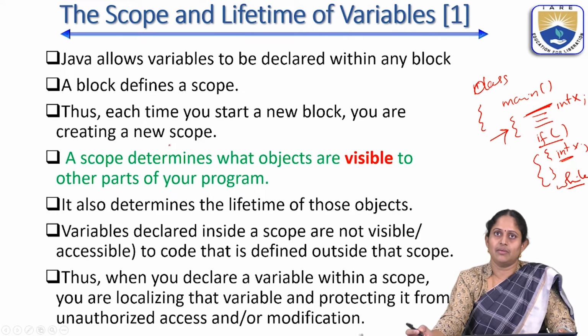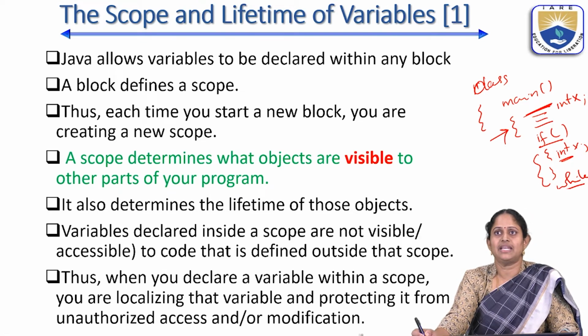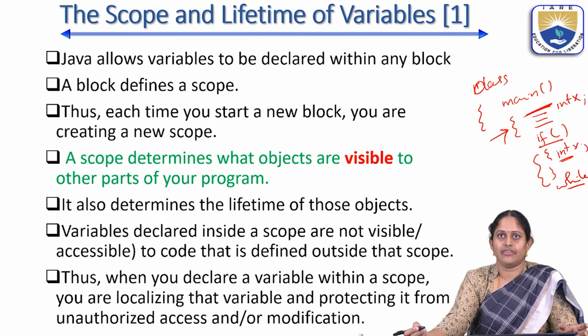So, the Java program allows variables to be declared within any block. It is a block that defines the scope of the variable. Each time you start a new block, you are creating a new scope. The scope determines what objects are visible to the other parts of the program. It also determines the lifetime of those objects.